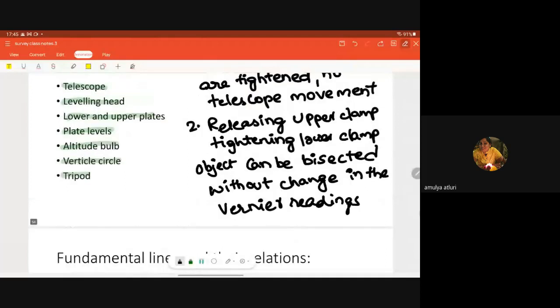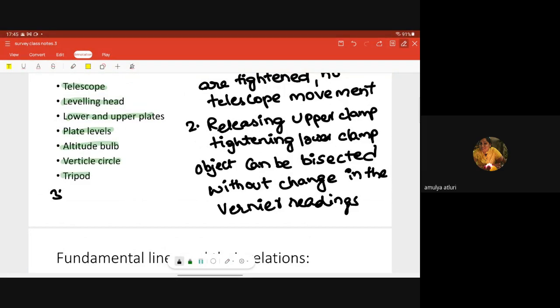Next, the third case is releasing the upper clamp screw and tightening the lower clamp screw so that the object can be bisected with the changes of vernier readings.